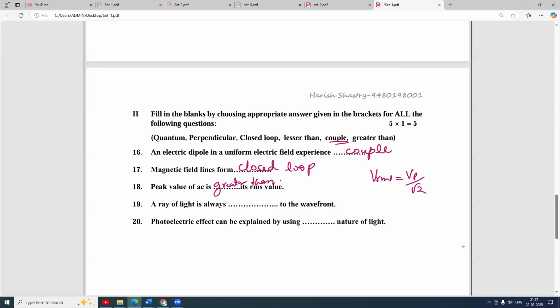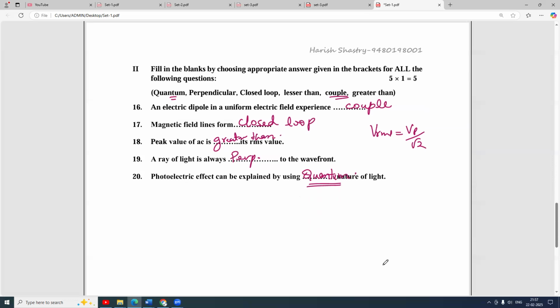A ray of light is always dash to the wavefront. So you know that the ray of light should be normal to the wavefront. So perpendicular. And photoelectric effect can be explained by using quantum nature of light. Yeah, it is here. It is quantum nature of light. Reflection, refraction, everything can be explained by wave nature, but photoelectric effect needs quantum nature of light. Yes. Thank you.